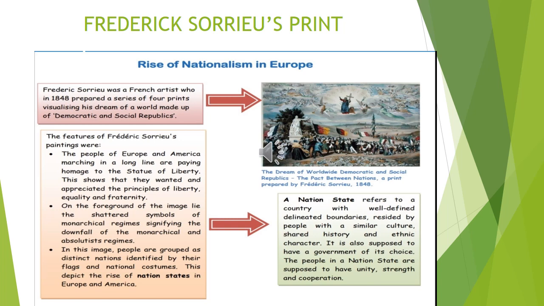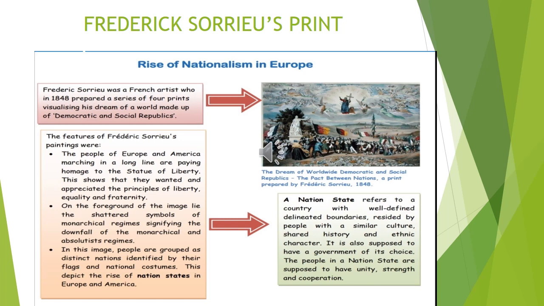Frederic Sorrieu's paintings had some very important features. As we can see in the image, the people of Europe and America are marching in a long line and paying homage to the Statue of Liberty, which is a female figure. She bears the torch of enlightenment in one hand and the Charter of the Rights of Man in the other. This shows that people wanted and appreciated the principles of liberty, equality, and fraternity, and these principles are the basis of democracy. The next important feature, on the foreground of the image lie the shattered symbols of monarchical regimes.